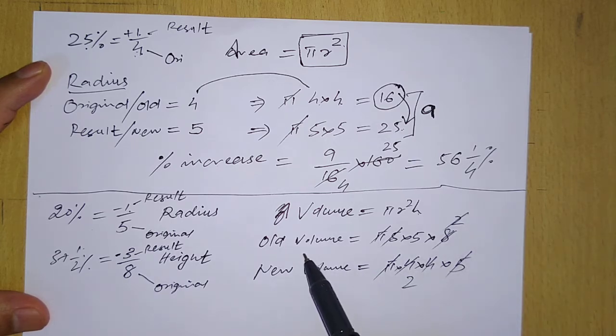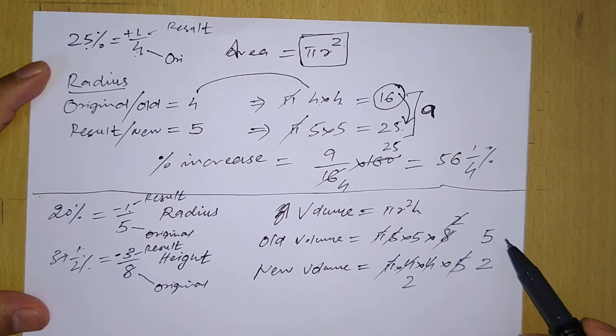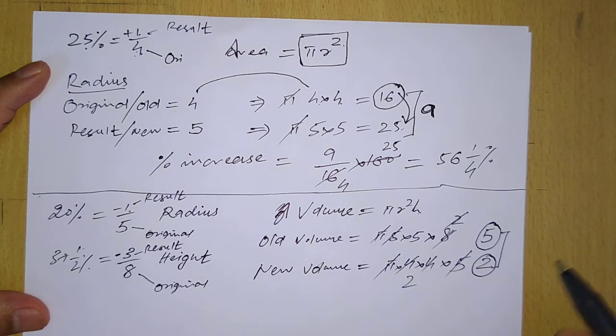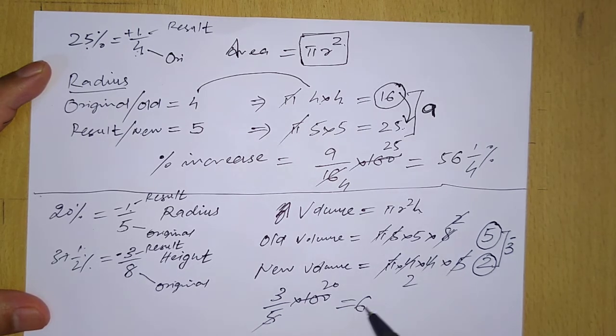So the old volume is 5, and the new volume is 2. So the old volume was 5 units and the new volume is 2 units. So there is a decrease of 3 units. So the percentage change in its volume will be 3 upon the old volume, 5, into 100. So 3 by 5 into 100 is 60%.